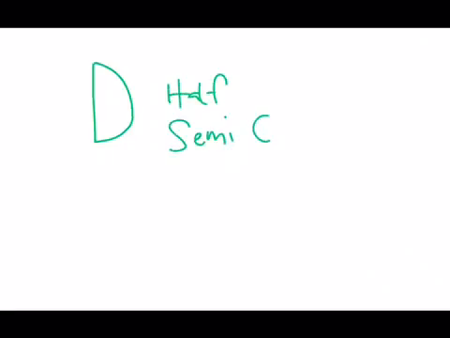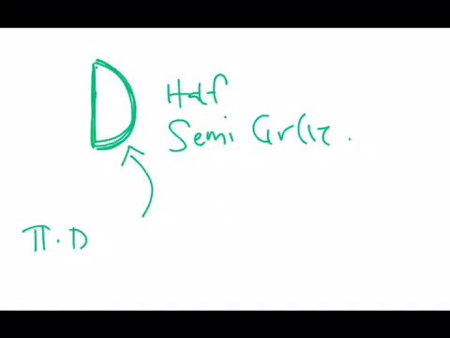Our last vocabulary term is the semicircle, which is a half circle. Okay, and if we wanted to find the distance of this, or the circumference of this, it would be a little bit different. We'd want to find this part by doing pi times diameter and divide that by 2. And then we just add on this part, which would simply be the diameter.